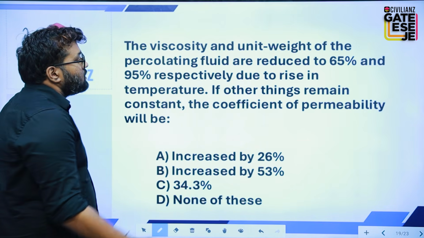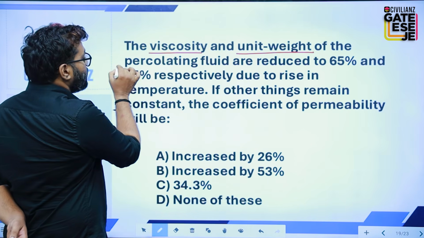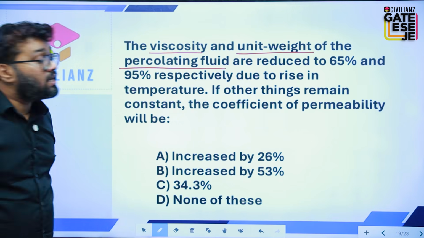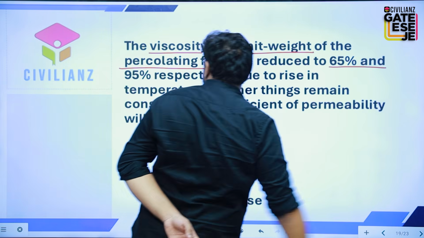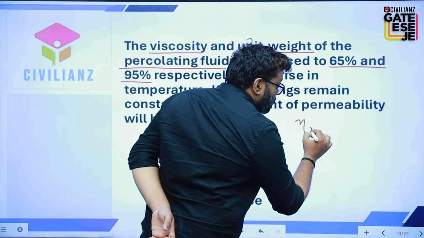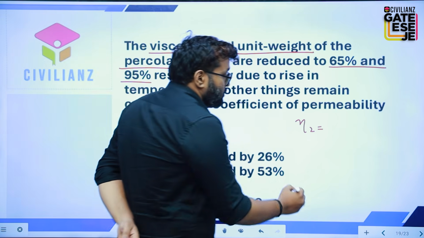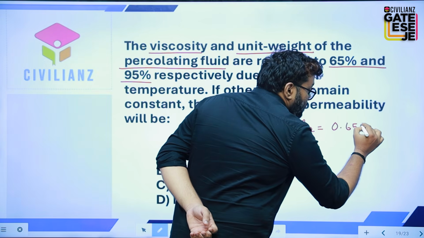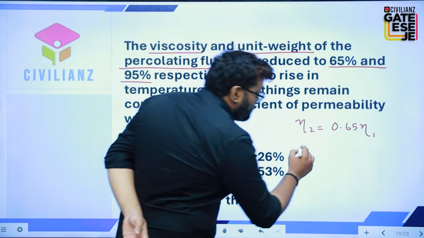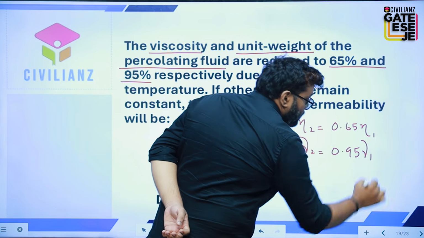In this question, the viscosity and unit weight of the percolating fluid are reduced to 65% and 95% respectively. So eta 2 is equal to viscosity, right? Viscosity has reduced to 65%. It's equal to 0.65 eta 1. And unit weight has reduced to 0.95. So gamma 2 is equal to 0.95 gamma 1.